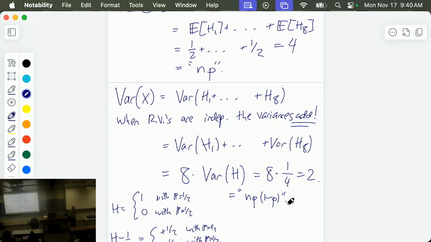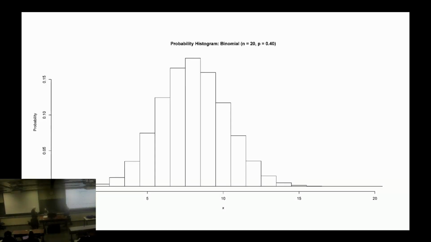Let's switch to the HDMI. And I call n times p times 1 minus p npq most frequently, NPQ, where q is 1 minus p, q being the probability of a failure. Okay, so where are we?